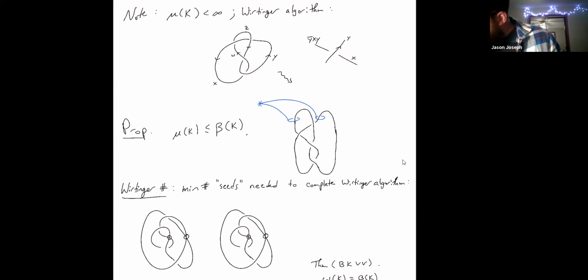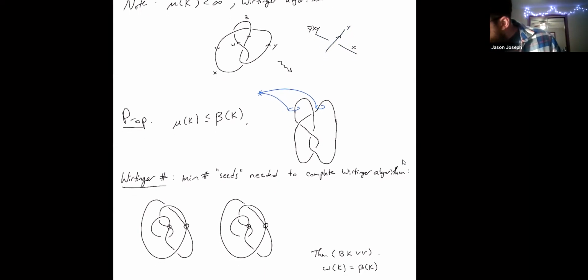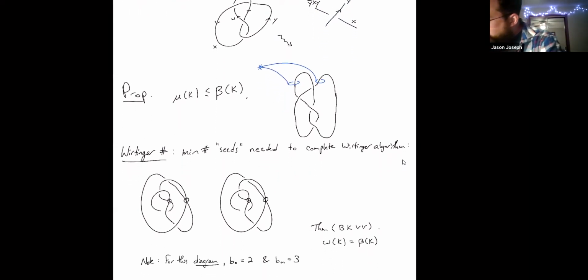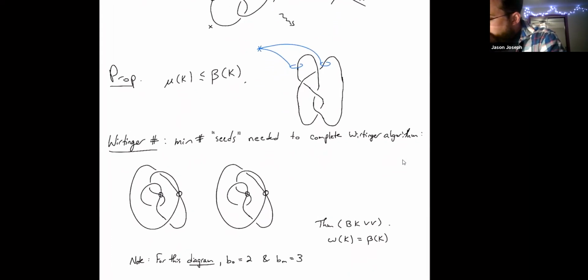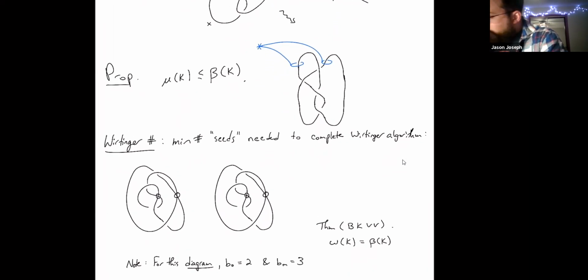All right, so in the Wirtinger algorithm, if you have the overstrand and one of the understrands, you can solve for the other understrand. It'll be some conjugate of the first understrand by the overstrand. So the Wirtinger number is the minimal number of seed strands needed to complete the Wirtinger algorithm.